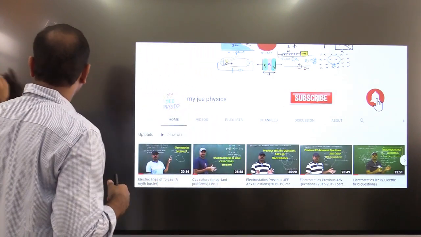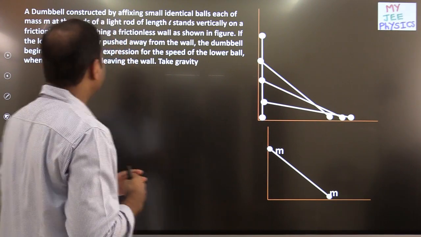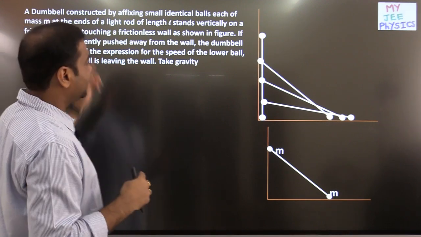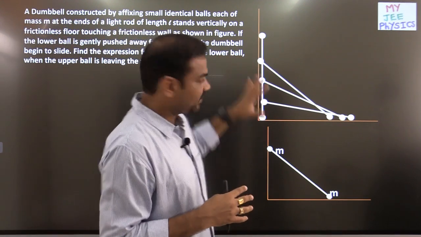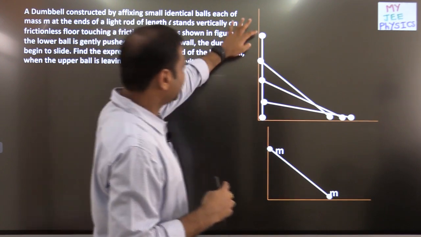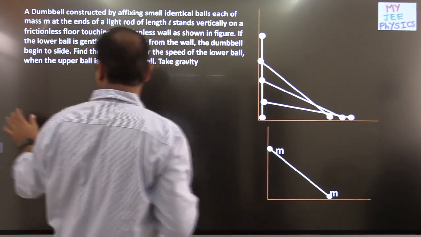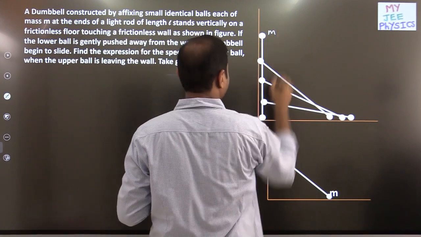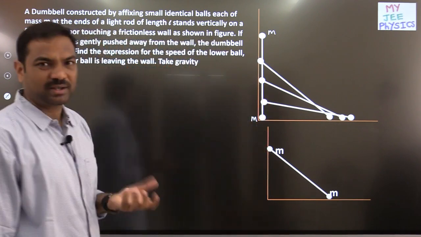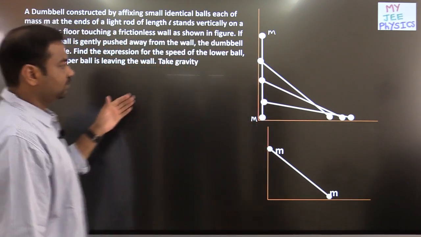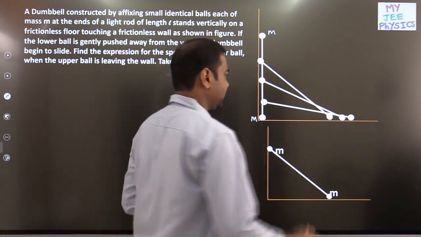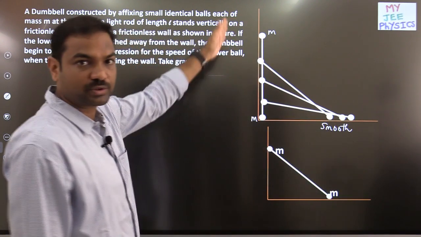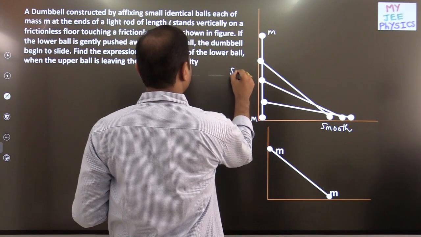So let us get into the question. A dumbbell is constructed by affixing two small identical balls, each of mass m, at the ends of a light rod. See, there is a rod, and I have given the diagram of how it is sliding. These are the masses, and the rod does not have any mass. Each ball has mass m. Both the wall and the floor are frictionless, which means they are smooth, and no friction is there.